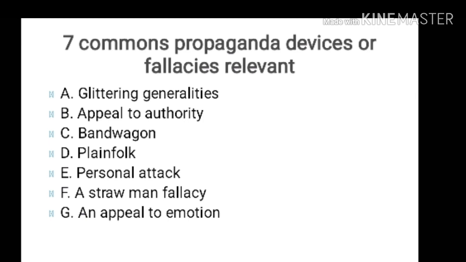The last point, an appeal to emotion. It is used to evoke a strong emotion in a reader in order to give power to the author's point of view. The appeal is to emotion instead of the logic. The author uses loaded and emotionally charged language and manipulates the reader.